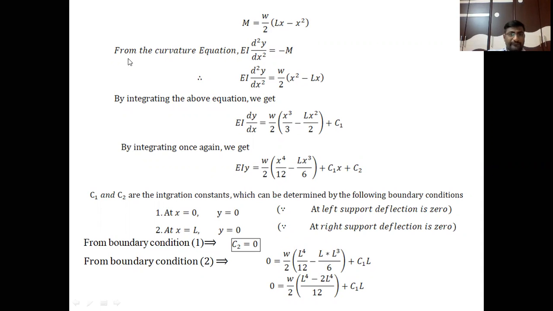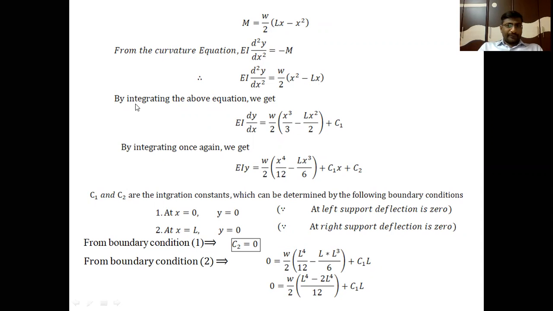So we know the curvature equation is EI d square y by dx square is equal to minus M, isn't it? Upon substitution of the bending moment equation into this curvature equation, EI d square y by dx square is equal to minus M, and here M is W by 2 into LX minus X square. Therefore, if we reverse these terms, we can cancel the minus sign. So W by 2 into X square minus LX. Dear students, from this step to this step, W by 2 into X square minus LX.